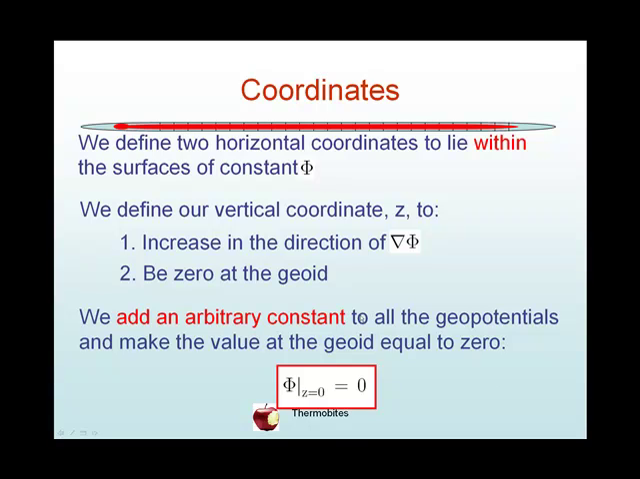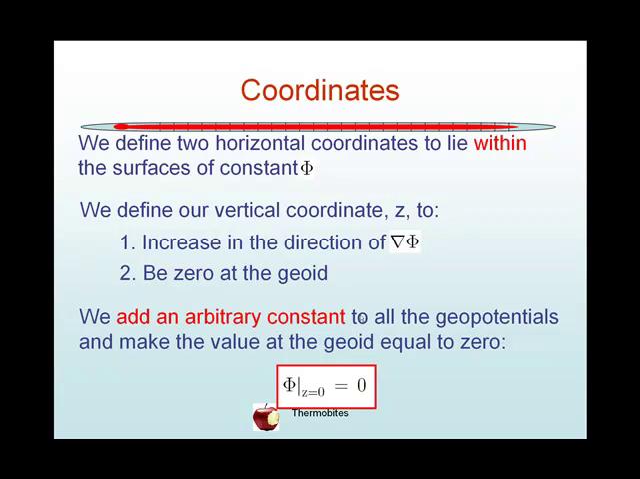In this video, we're going to derive something known as the geopotential height. Firstly, let's think about coordinates. We define two horizontal coordinates to lie within the surfaces of constant geopotential. Then we define our vertical coordinate to increase in the direction of grad phi and to be zero at the geoid, where the geoid is the shape of the oceans under the influence of gravity and rotation alone.